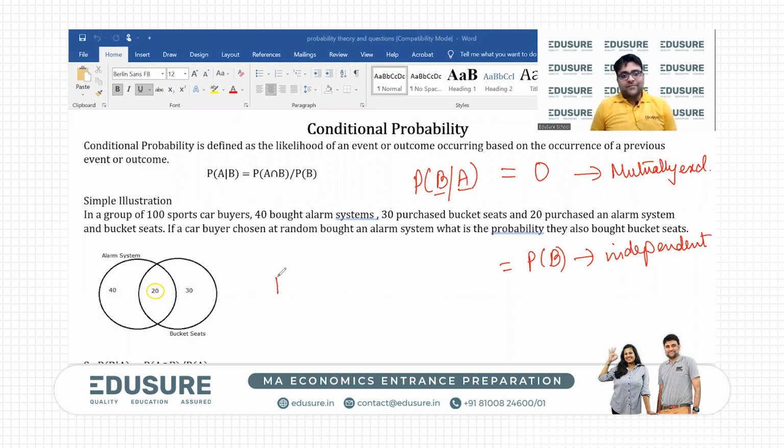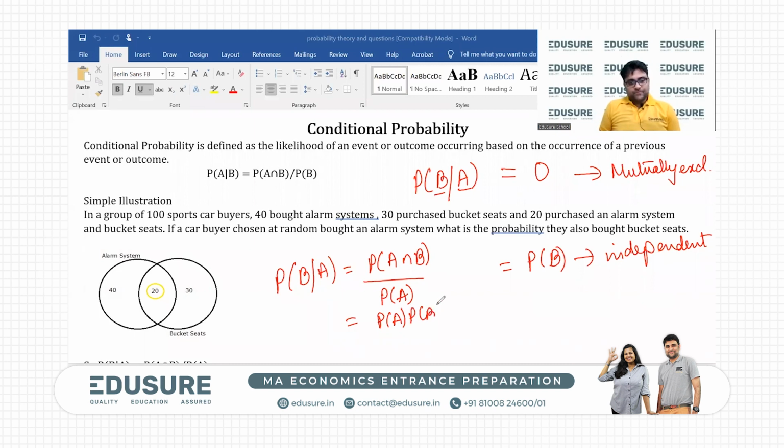You can also identify these results by putting in the mathematical result that we have already seen. In the case of mutually exclusive events, P(A intersection B) is equal to 0. So put this as 0, and 0 divided by anything is 0. And in independent events, this is P(A) into P(B) divided by P(A). If P(A) is not equal to 0, this cancels out and this is simply P(B). So in the case of independent events, P(B given A) is simply P(B).